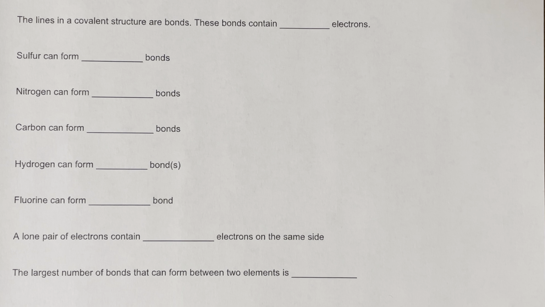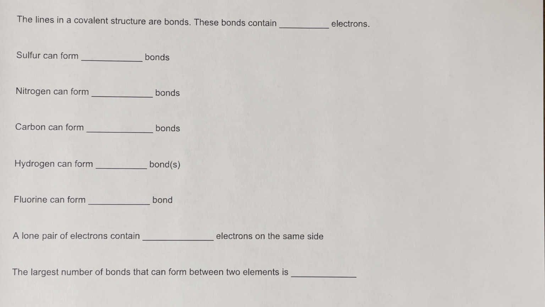The lines in a covalent structure are bonds. These bonds contain how many electrons? So each line, you can draw them like this as well to help you remember. Each line contains 2 electrons.